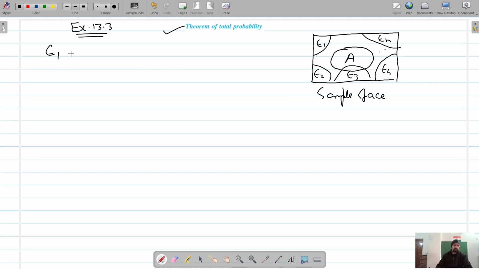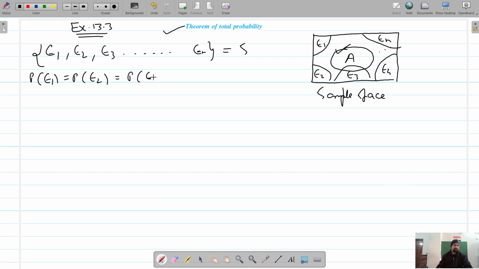And so E1, E2, E3 till En make up our sample space for a particular experiment where A is also an event, and also the probability of all these events up to the nth event, that is probability of E1 to En, is non-zero.